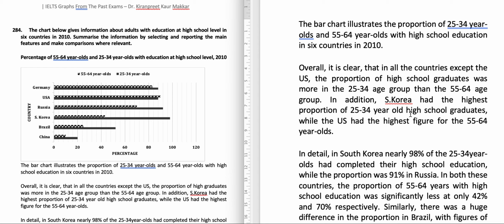In addition, South Korea had the highest proportion of 25 to 34-year-old high school graduates, while the US had the highest figure for the 55 to 64 age group. So you can see this is the highest figure for the 55 to 64-year-olds in the US. So one sentence I have made of the comparative form of the adjective, and the second sentence I have made of the superlative form. Now here we could use the superlative because we are comparing countries.